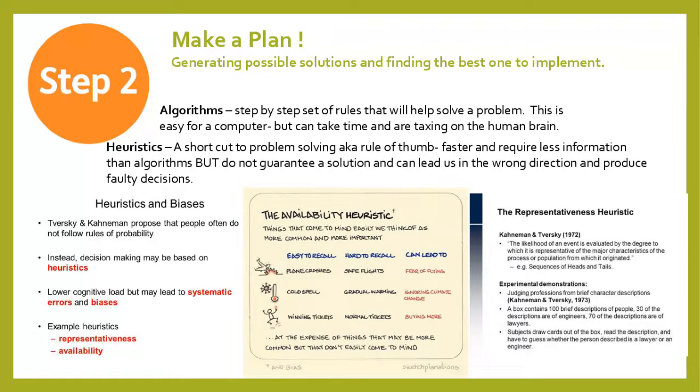So an example in the book that they give of heuristics is the availability heuristic. The example they give is that something that comes to mind easily, we think of as more common and important. So if you're trying to solve a problem, it's the first thing that is available to come into your head. What's easy to recall? So if we think about plane crashes, a plane crash is easy to recall because that's really what it is.